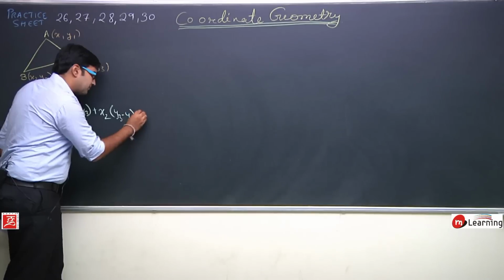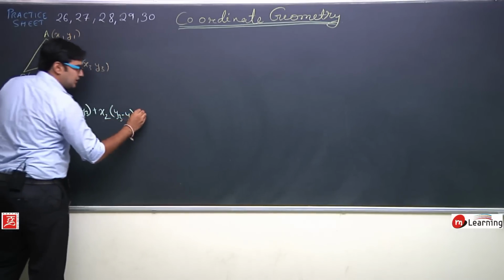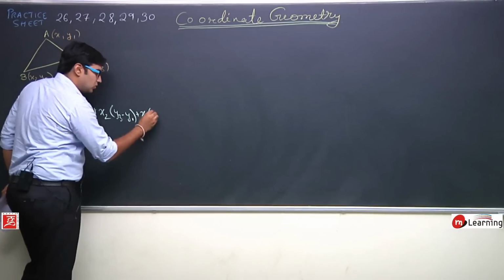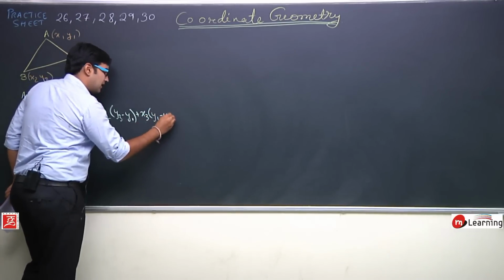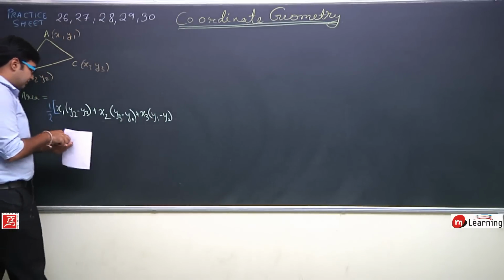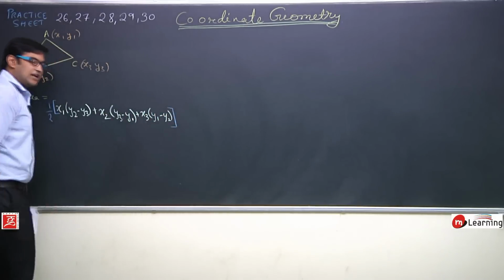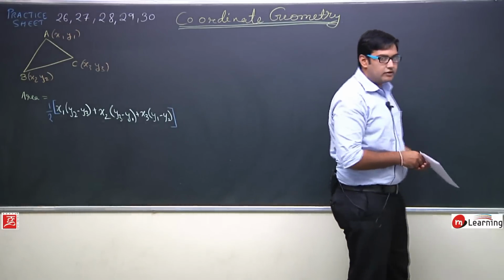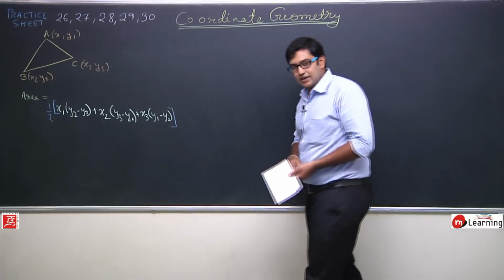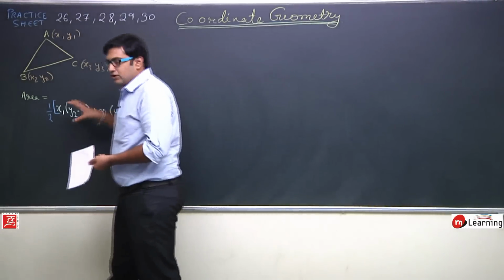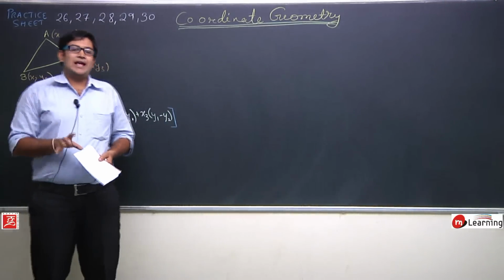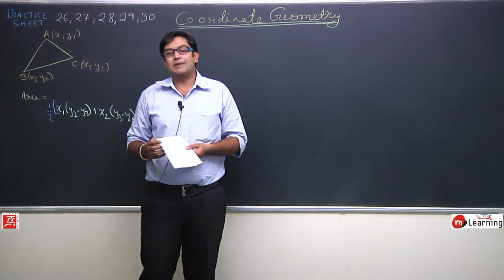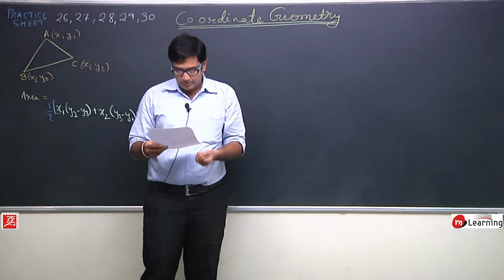Similarly plus x3, and in the bracket after 3 it will be 1 and then 2. So y1 minus y2. So this will be the area of a triangle, the coordinates of whose vertices are given to us. In this way we need to write the area. So we are going to apply this formula on some questions. Let us discuss some practice questions from our practice sheet.